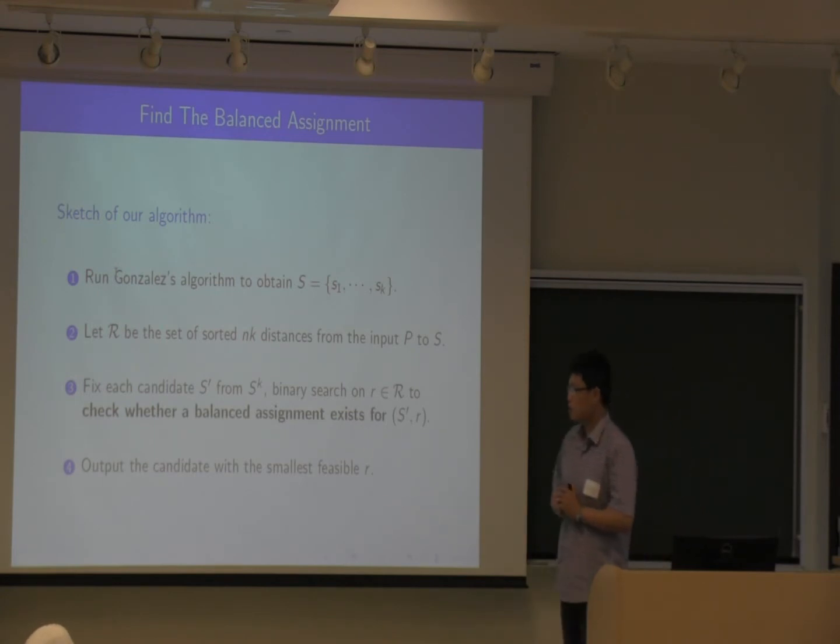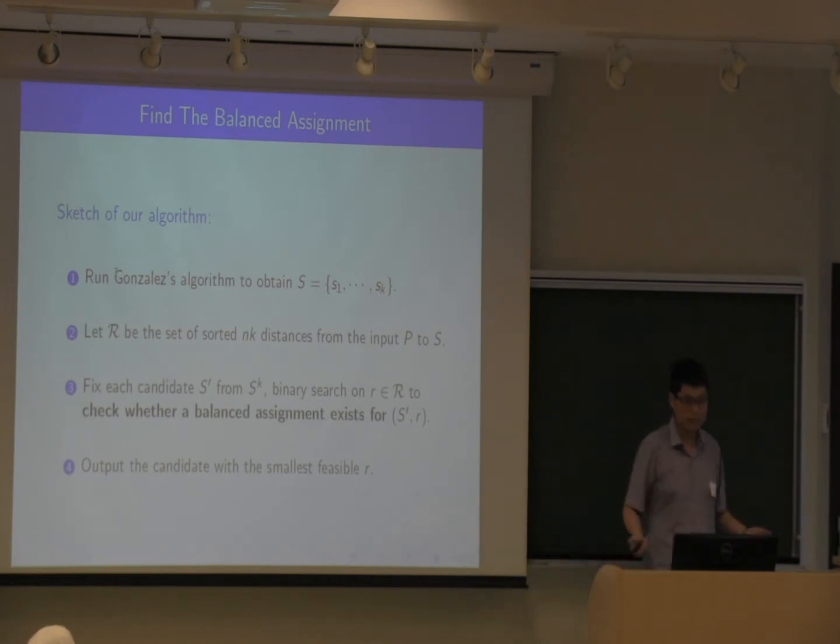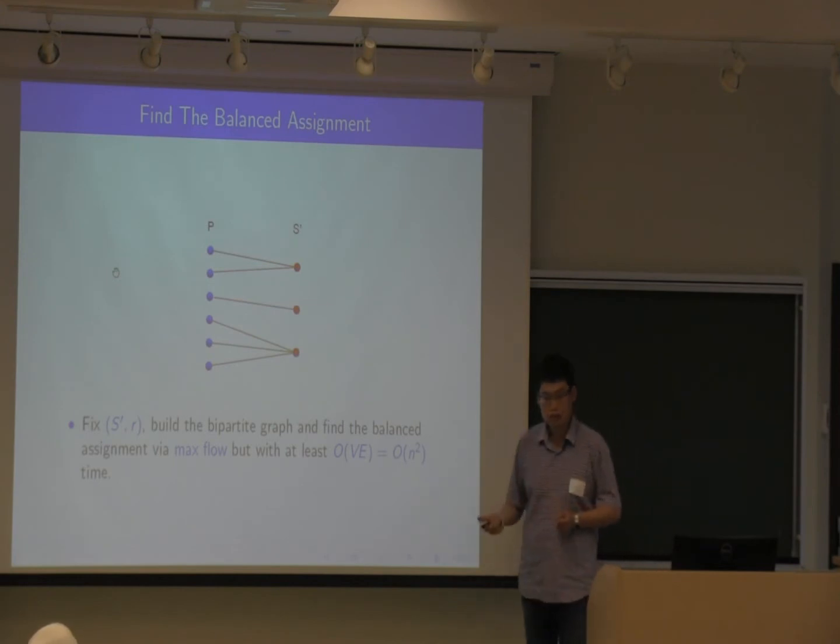After checking all the candidates from the Cartesian product, finally we output the candidate with the smallest feasible distance. So actually a key point, a critical step in this algorithm is that once we fix this couple, how to determine whether a balanced assignment exists. The straightforward idea is using max flow.